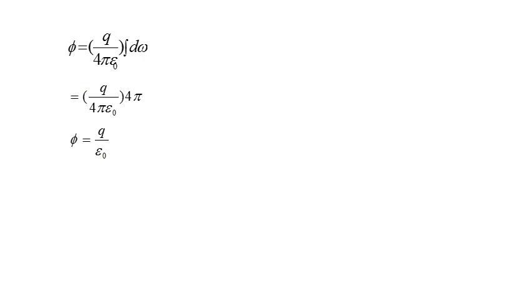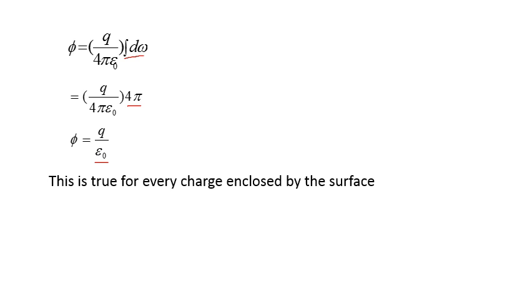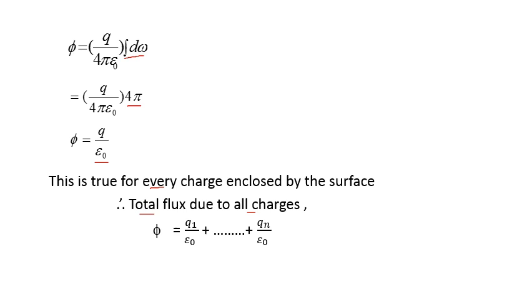The integral of d omega is nothing but 4 pi, and if you simplify, you will get phi equal to q upon epsilon 0. This is true for every charge enclosed by that surface. That's why the total flux due to all these charges is the sum of q1 upon epsilon 0 up to qn upon epsilon 0, which is nothing but q upon epsilon 0, and this is how we can prove it.